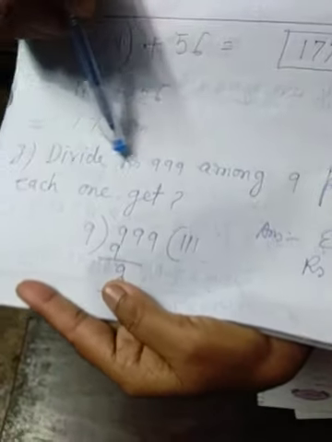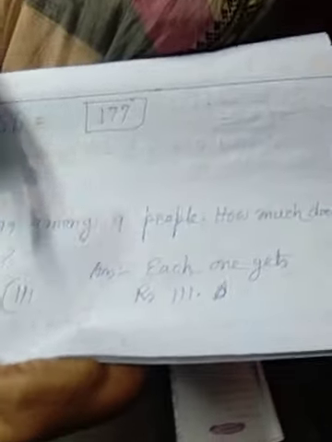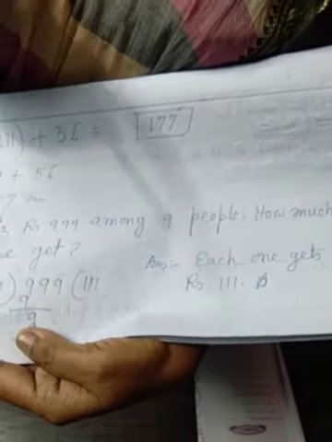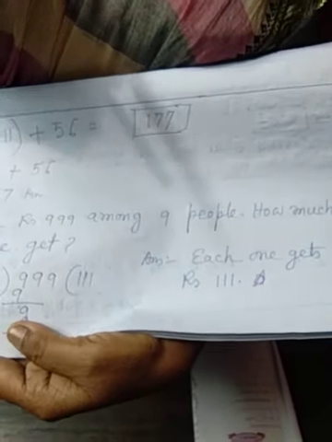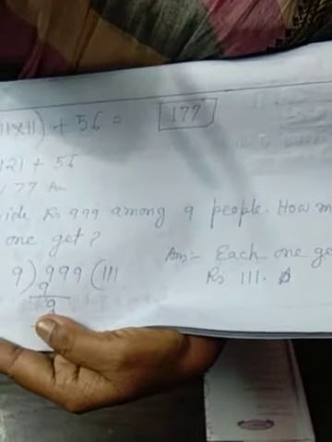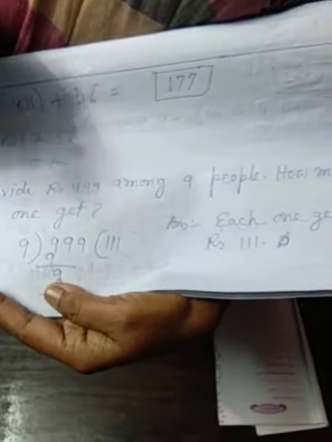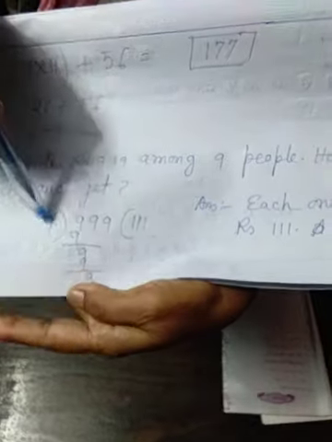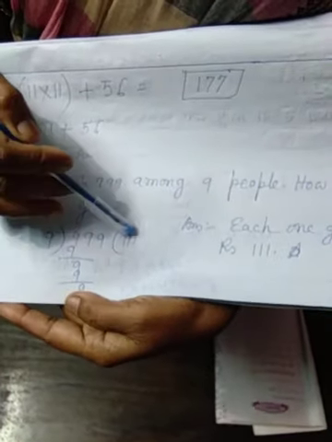Divide rupees 999 among 9 people. If you have 999 rupees, you divide it among 9 people. How many rupees will each man get? So you divide 999 by 9. 9 ones are 9. 9 ones are 9. So each one gets rupees 111.